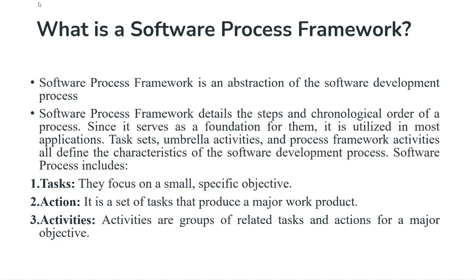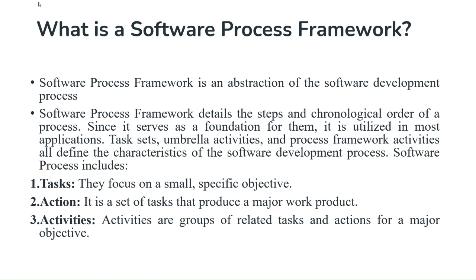In detail, software process frameworks use tasks, actions, and activities. It is divided into three subtypes, that is, task, action, activities, or we can say task, umbrella activities, and process framework activities also. Task means nothing but a work. We focus on a small part of work, and that is known as a task. Task means only one work.